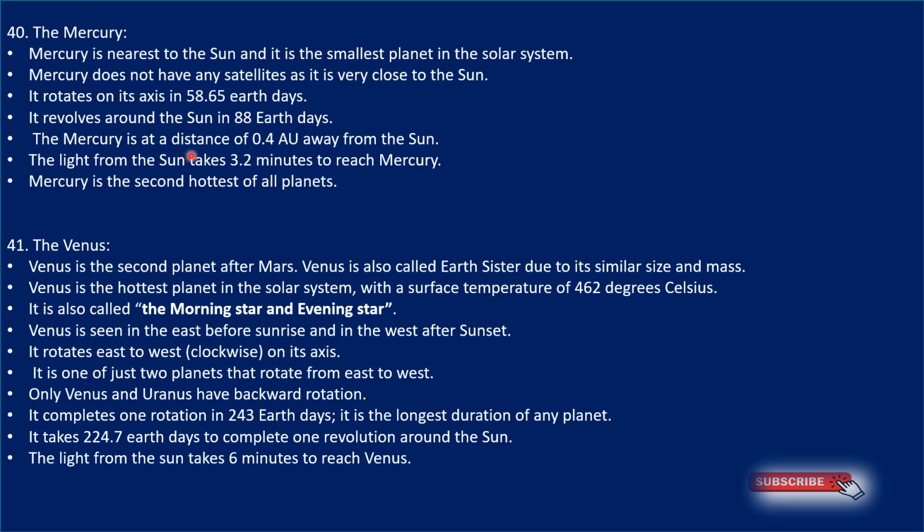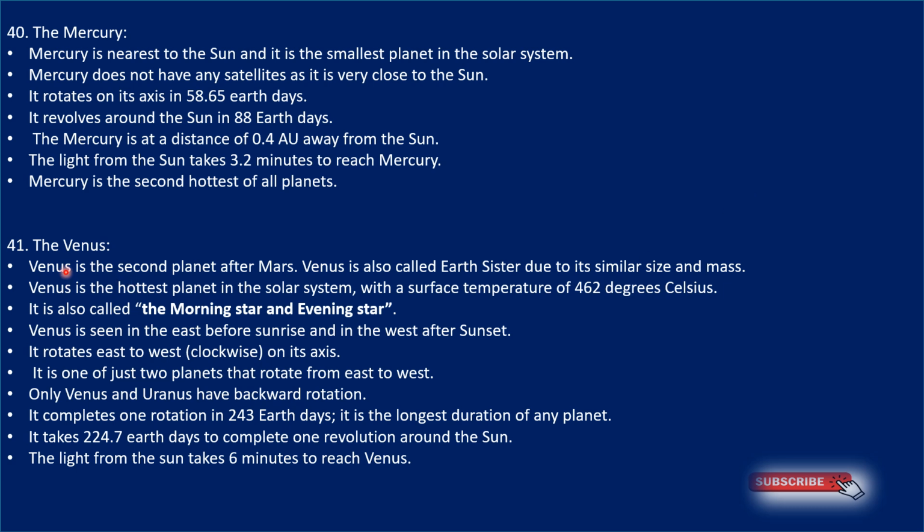It rotates on its axis in 58.65 Earth days. It revolves around the Sun in 88 Earth days. Mercury is at a distance of 0.4 AU away from the Sun. The light from the Sun takes 3.2 minutes to reach Mercury. Mercury is the second hottest of all planets.